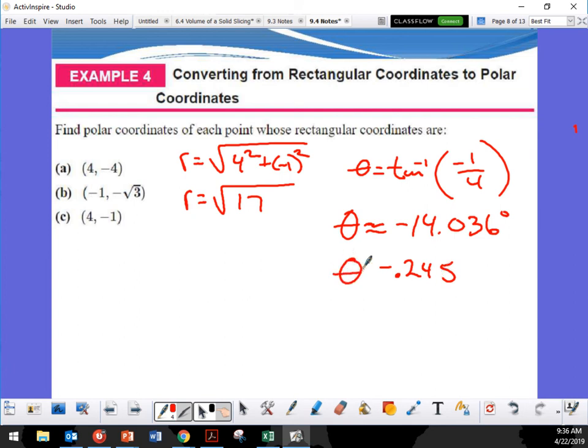There we go. And then divide it. Did you divide by pi? No. Is that the answer? That's the answer, yes. Okay. So we should have square root of 17, comma, negative 0.245 as our answer.